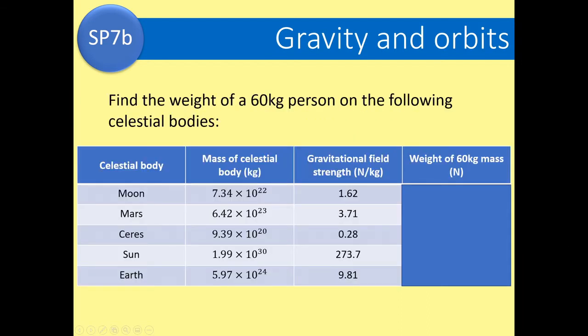Okay, so here are some practice questions for you to try. I'd like you to find the weight of a 60 kilogram person on the following celestial bodies. So we have the Moon, we have Mars, we have Ceres, which is an asteroid, the Sun, and the Earth. So I've given you the mass of the body, the gravitational field strength, the mass of the person. I would like you to find their weight. Pause the video and have a go.